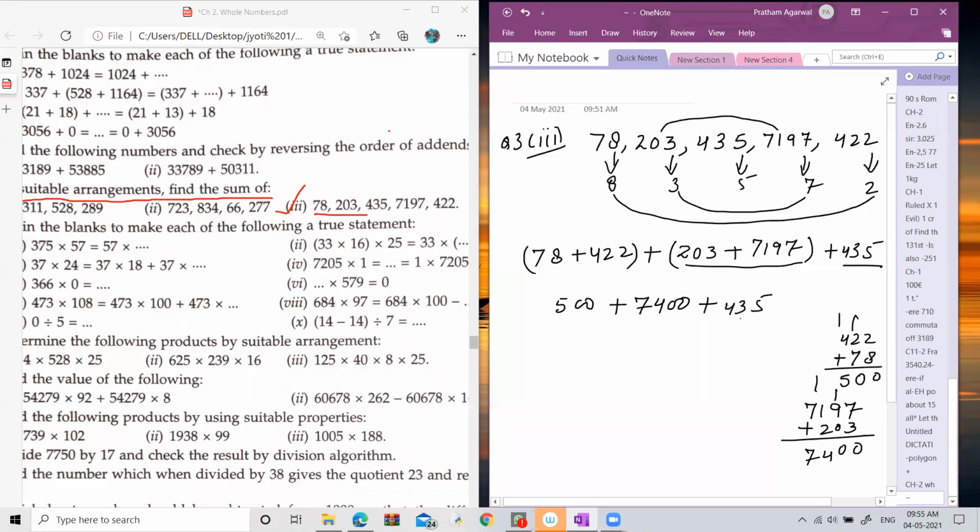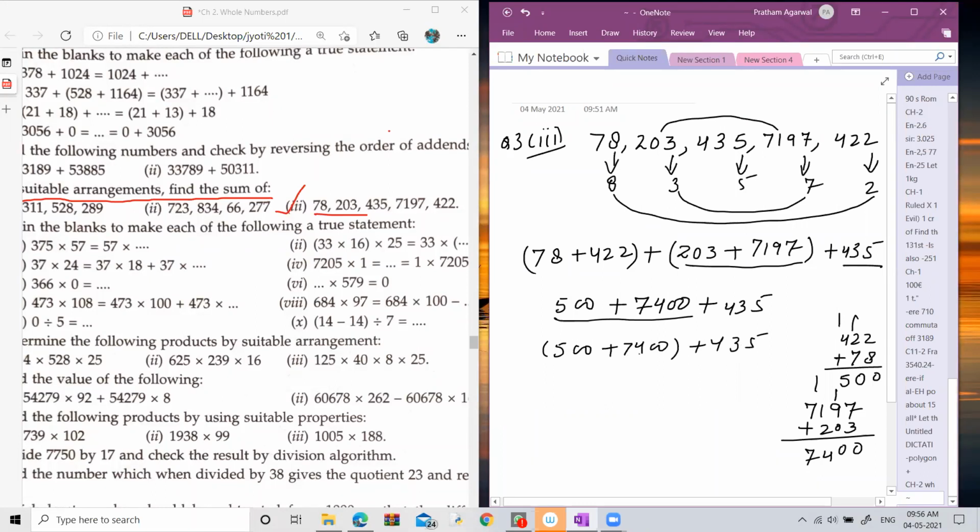Now again, you have 3 numbers. To add the 3 numbers, you have to make the pair of 2 numbers such that their sum should be 0 at one's place. Which 2 numbers do you have to take? If you make the pair 5 with 0, it comes 5. If you make the pair 0 with 0, then it gives you 0. So you have to make the pair of these 2 numbers: 500 plus 7,400, and then write 435.